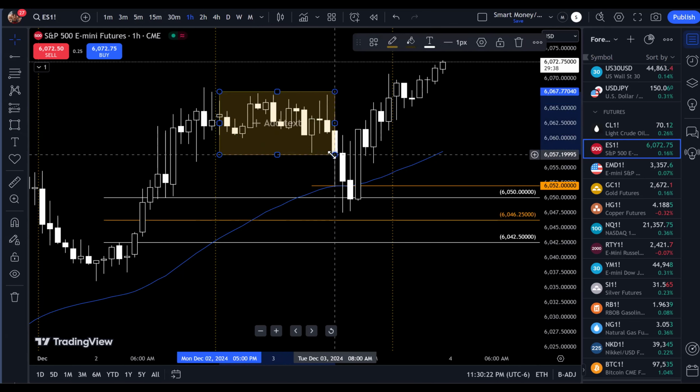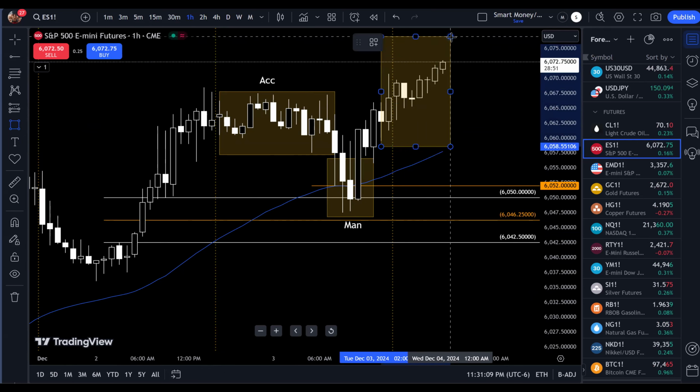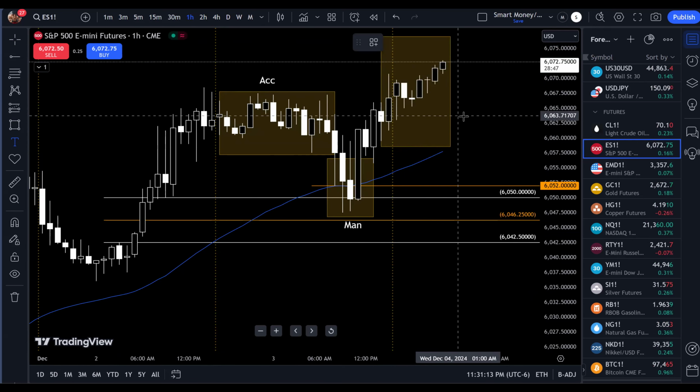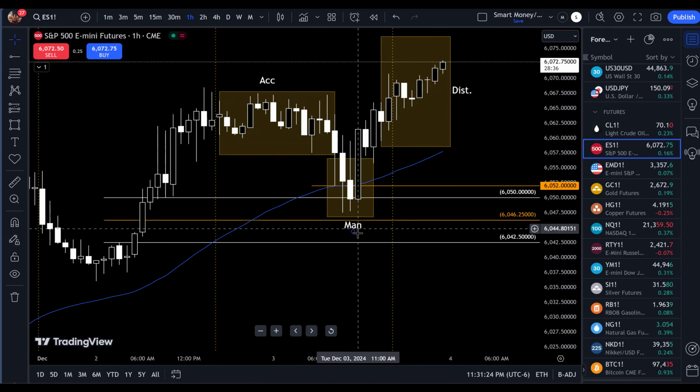All right. Move you over here. And we're getting distribution as we speak. I'm looking for distribution to go all the way up, continuing with the direction of the market. So that's our accumulation, manipulation, distribution. And look how we have the manipulation into that fair value gap.